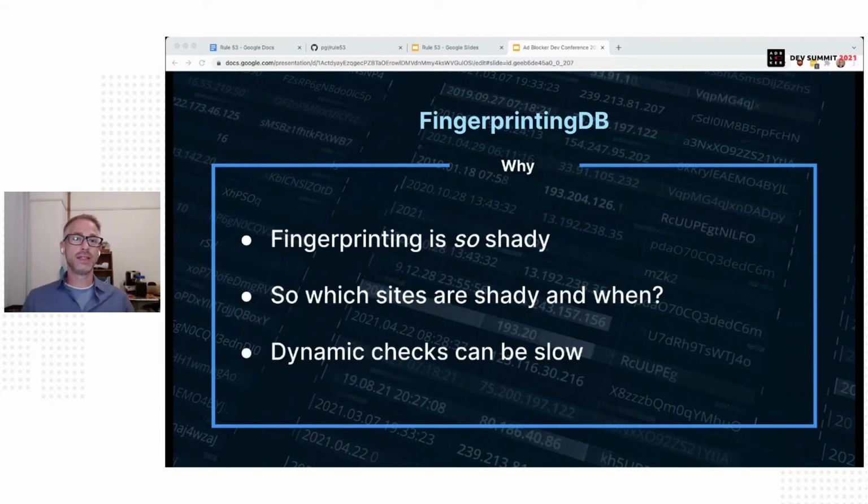So the reason that I want this database is because fingerprinting is so shady. If I'm on a gaming site and I'm just playing a game and I see that fingerprinting is happening, I want to know that that's happening, and not necessarily to block it. With tracking, I think it's important that you have a choice, and it's more important that you know it's happening and you can avoid it in the future.